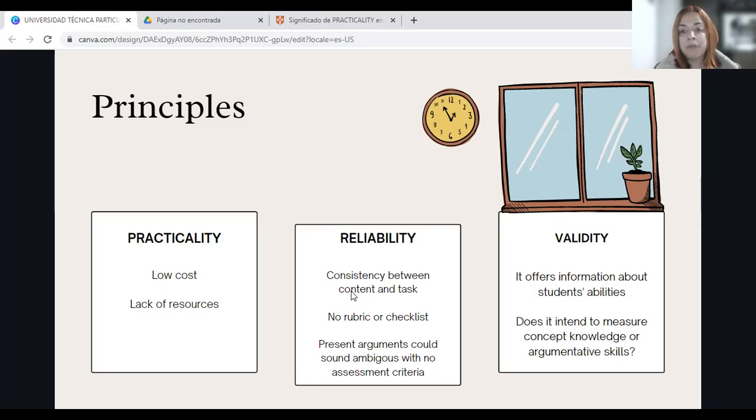According to validity, it offers information about students' abilities because the students are discussing and they are arguing about statements and concepts. But is the teacher trying to measure concepts, statements, or argumentative skills? The teacher must have this clear.